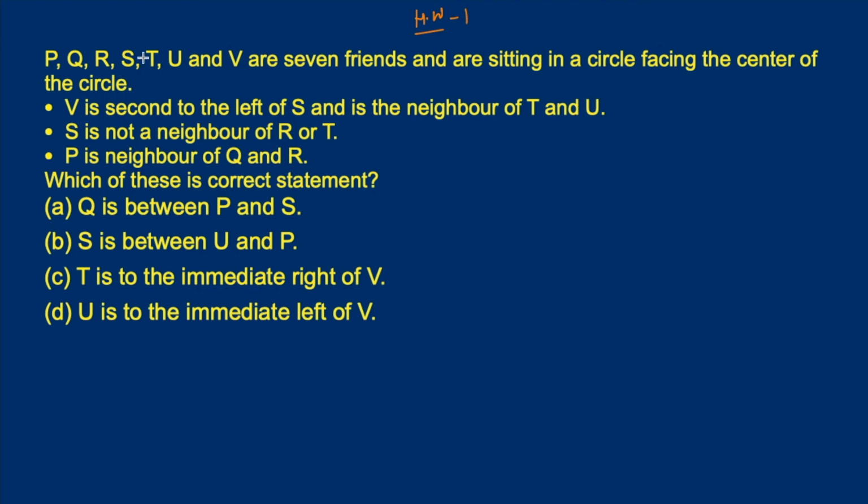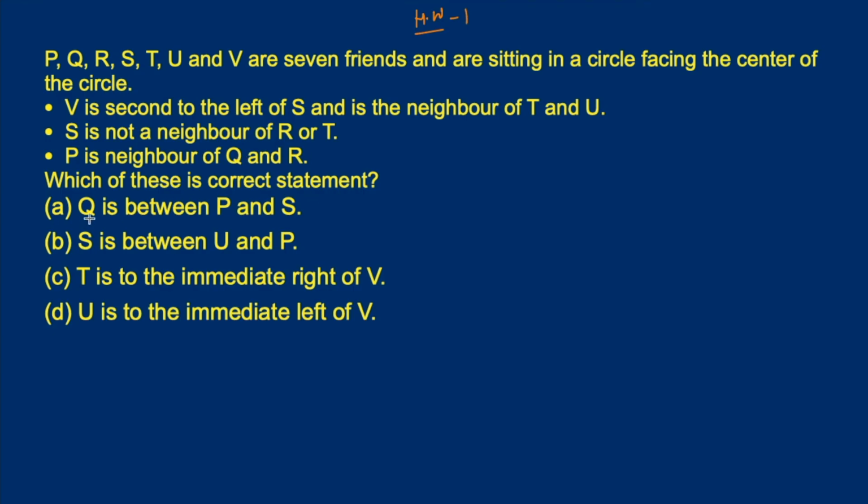It says that P, Q, R, S, T, U and V are 7 friends and are sitting in a circle facing the center of the circle. Statements are given to you that V is second to the left of S and is the neighbor of T and U. S is not the neighbor of R or T. P is the neighbor of Q and R. Now it says which of the following statements are correct.